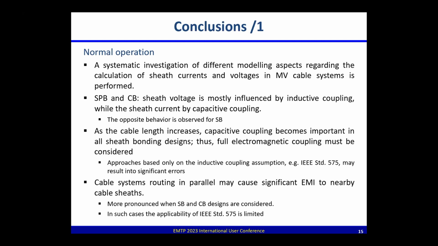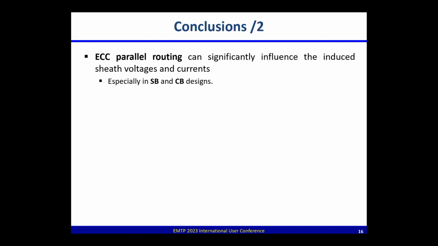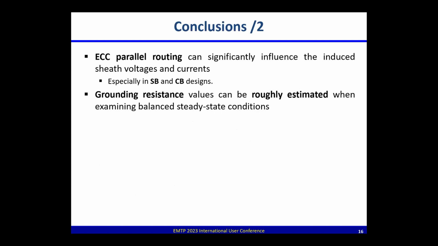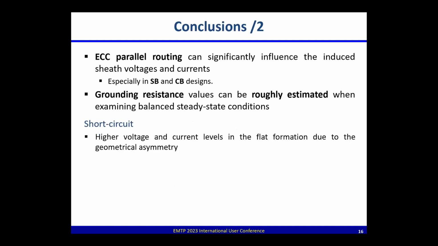Cable systems that route in parallel may cause significant EMI to nearby cable sheaths. This was more pronounced when the single bonding and the cross bonding designs are considered. In such cases, the applicability of the IEEE standard is limited. And this parallel routing can significantly influence the induced sheath voltages and currents, especially in the solid bonding and the cross bonding cases. The ground resistance does not play a significant role in this analysis, but definitely in short circuits.